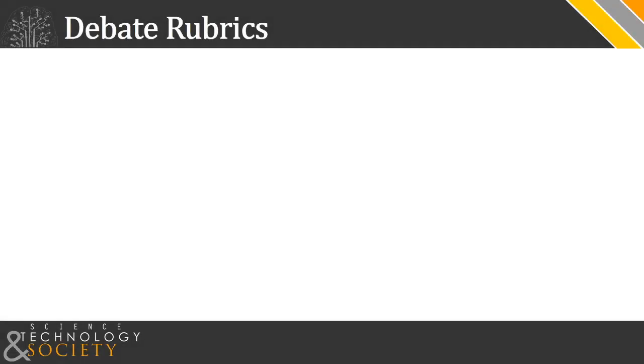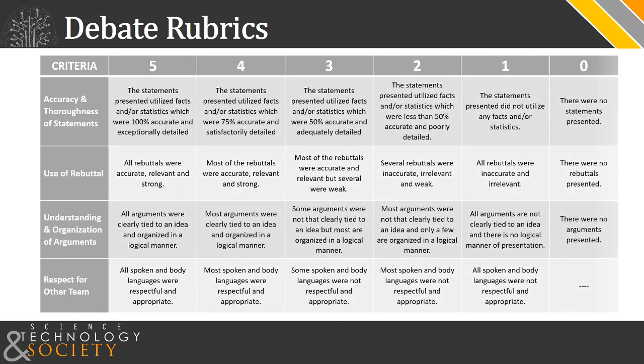You may follow the rubric shown here. Each student can claim a maximum of 20 points. The team score is the sum of all the points of each member. And the team with the higher score wins the debate.